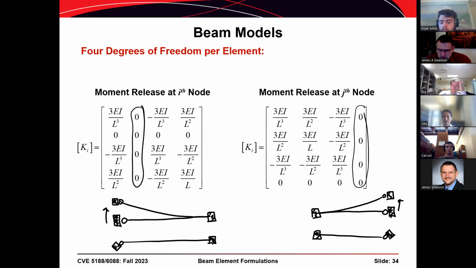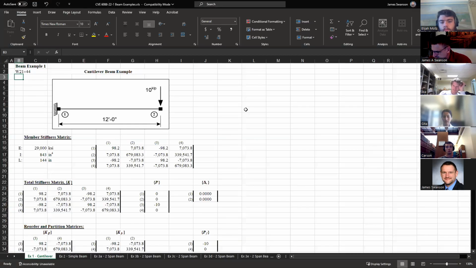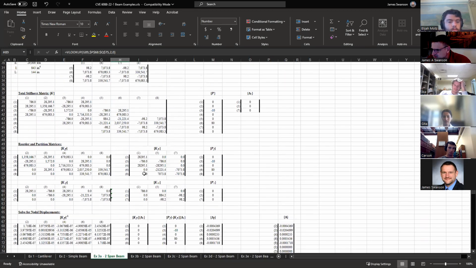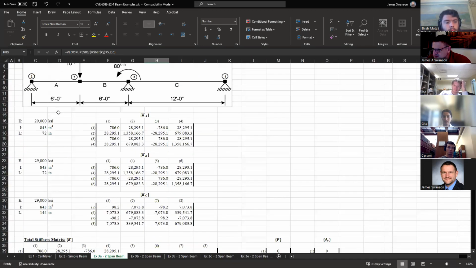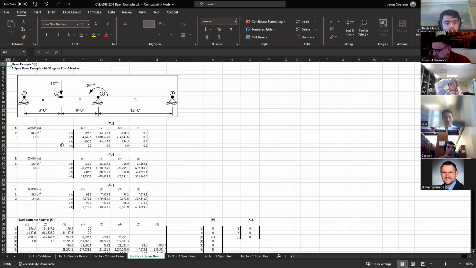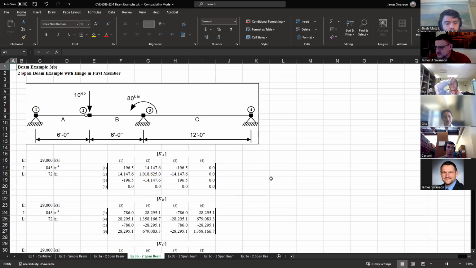So in order to illustrate this, I don't have it included in the PowerPoint, but I do have examples included in Excel where we can look at example 3B. So here's example 3A. Let me scroll up here to the top and zoom in a little bit so you guys can see it better. Yep, there we go. So there's no hinges there. But what happens if I want to put a hinge in at that node number 2? So I can come in and I can put a release at the right end of member A.